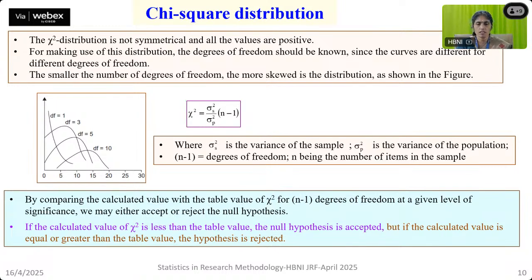And the chi-square function can be calculated mathematically as shown in the equation here. By comparing the calculated value with the table of chi-square for n-1 degrees of freedom at a given level of significance, if the calculated value comes out to be less, then we accept the null hypothesis. Otherwise, reject it. That is the general case we do.